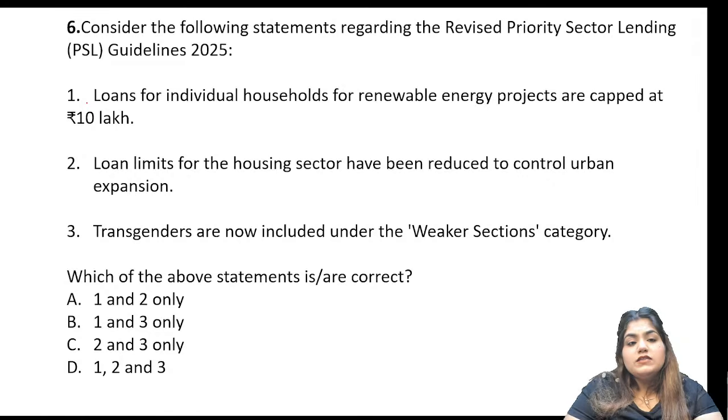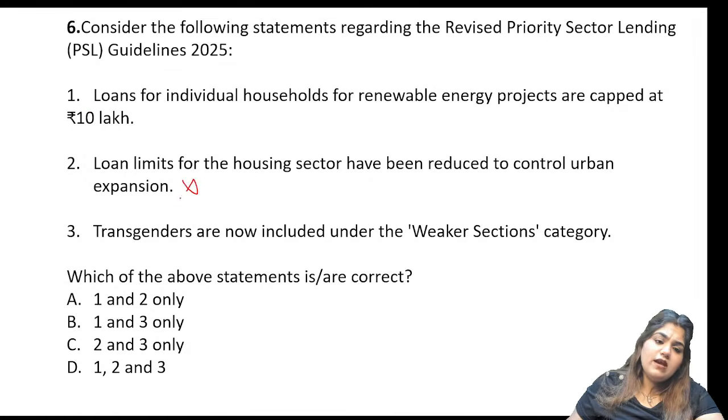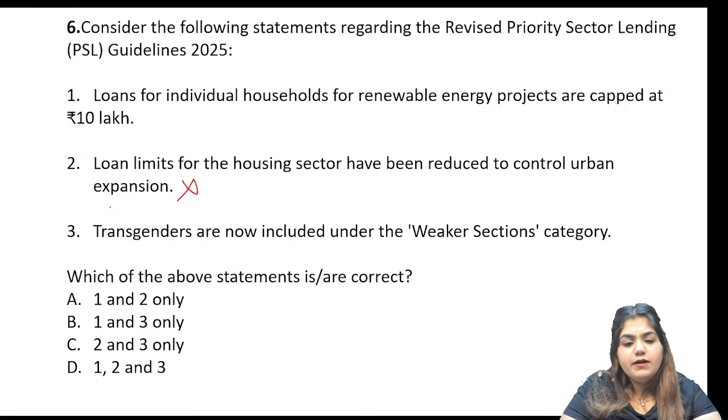Next, consider the following statements regarding the revised priority sector lending. Loan for individual households for renewable energy projects is capped at 10 lakh rupees. Yes, it is capped at 10 lakh rupees. Next, the loan limit for housing sectors has been reduced to control urban expansion. No, we do not want that. We want infrastructure to get better. Transgenders are now included under the weaker section category. Yes, they are.